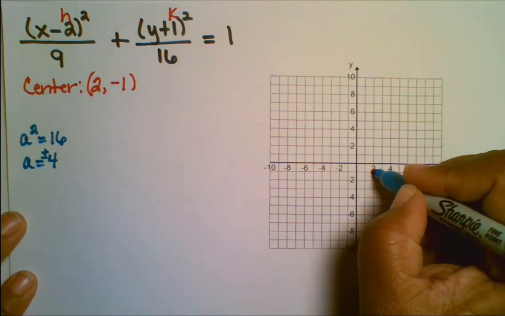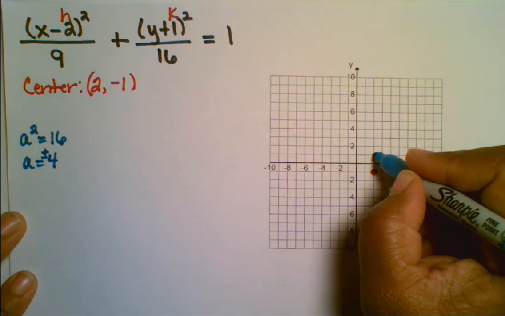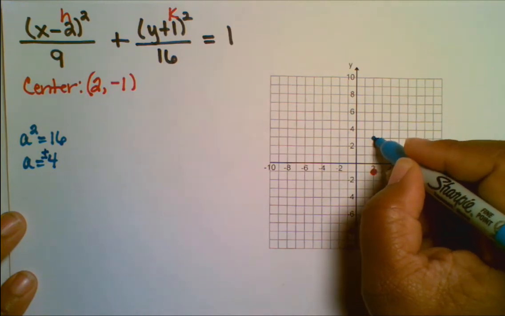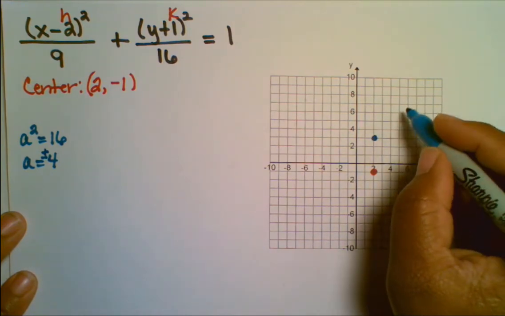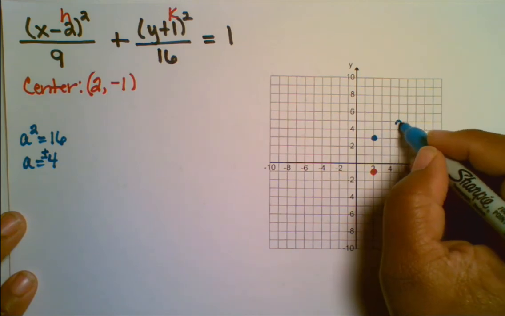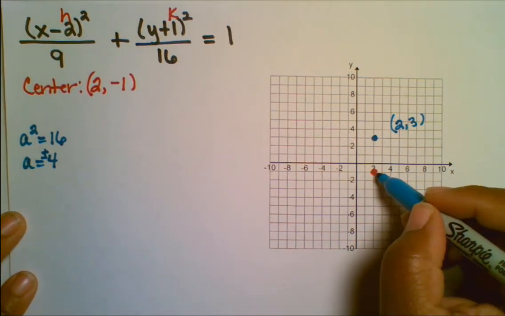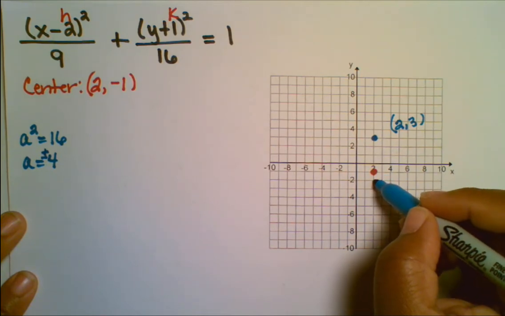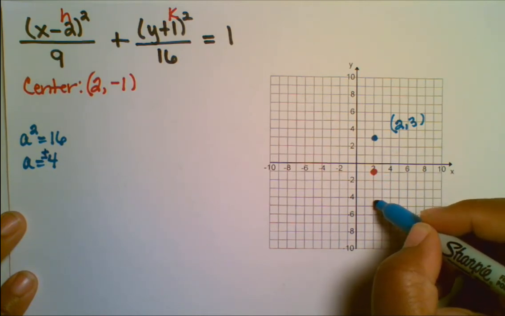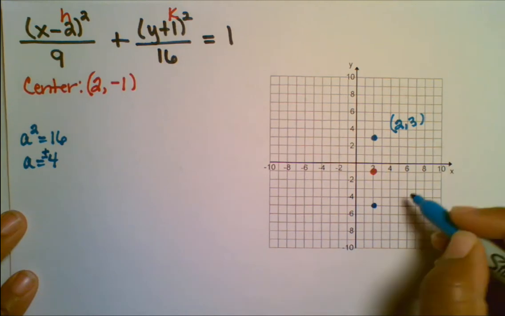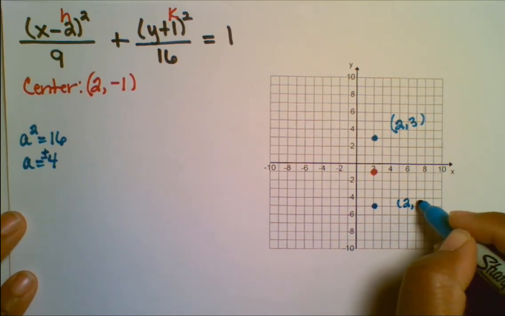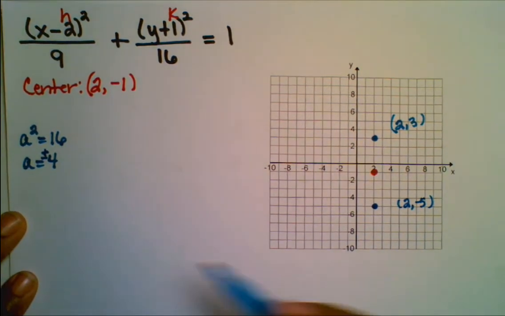So let's count from 2, negative 1. Go up 4 units. 1, 2, 3, 4. So here is 1 point, which is at 2, 3. Then we're going to go down 4 units from 2, negative 1. 1, 2, 3, 4. We have 2, negative 5.